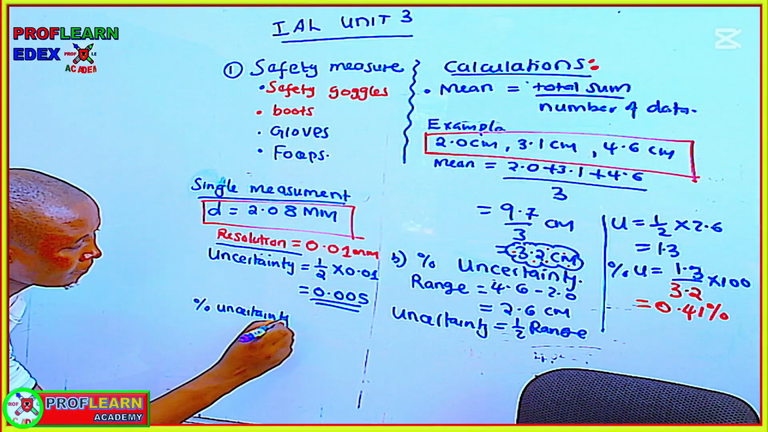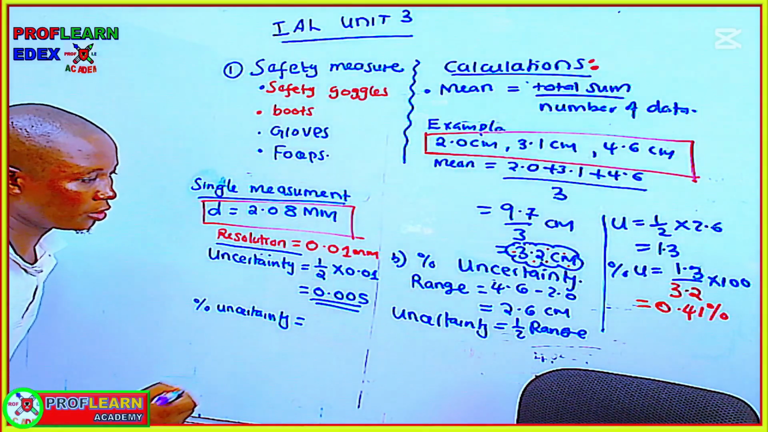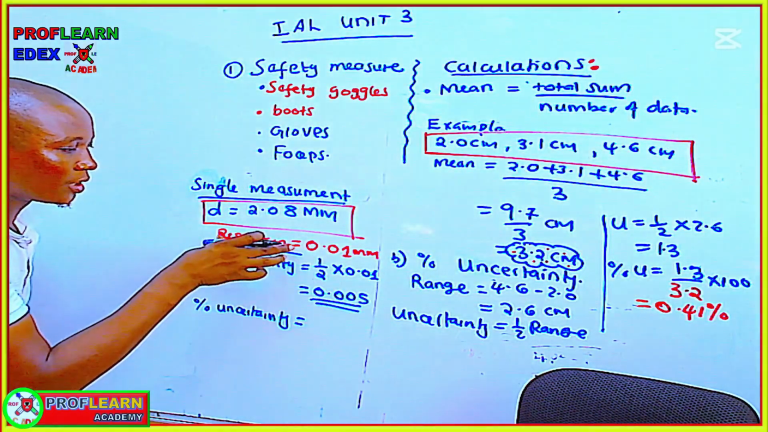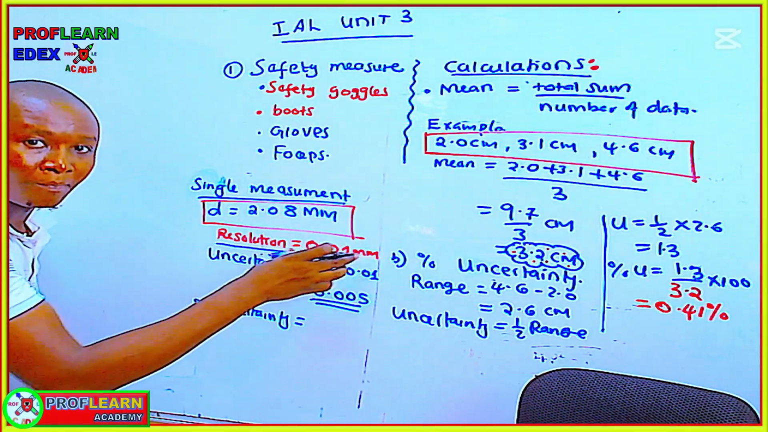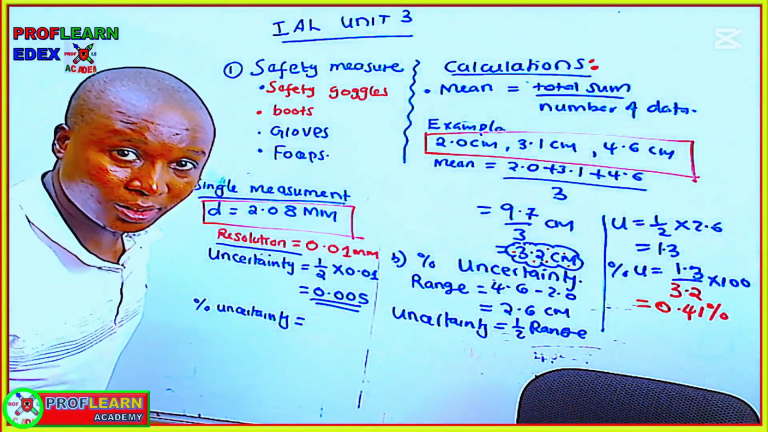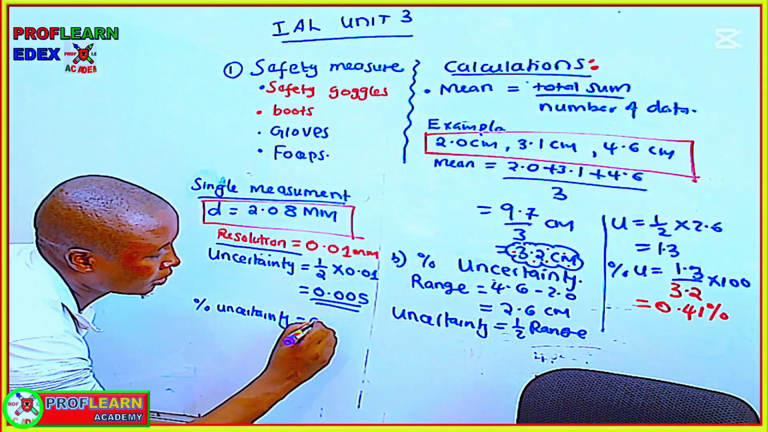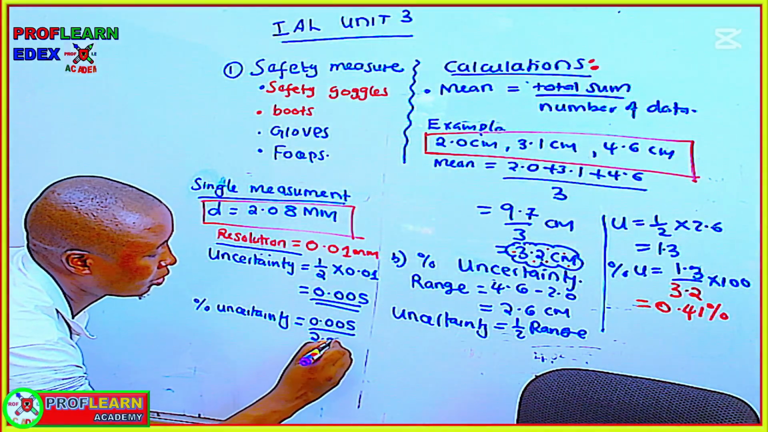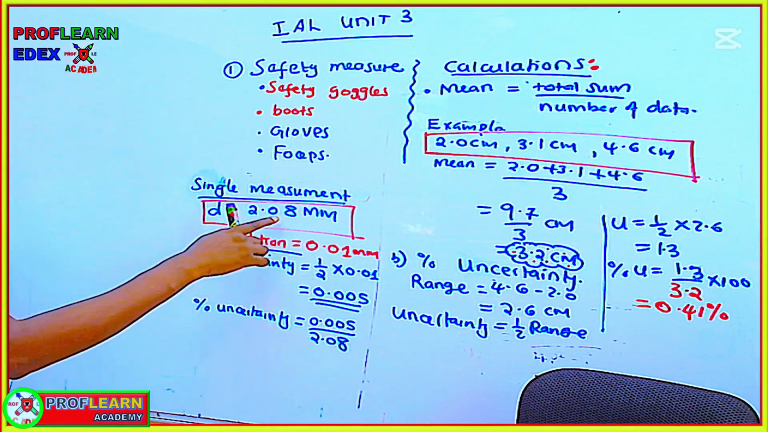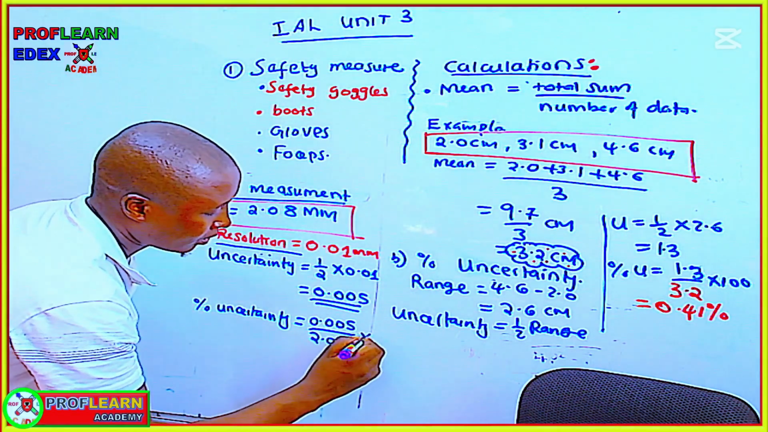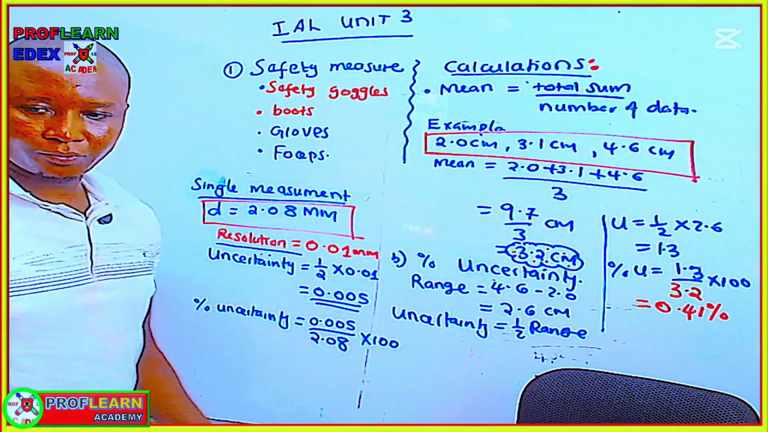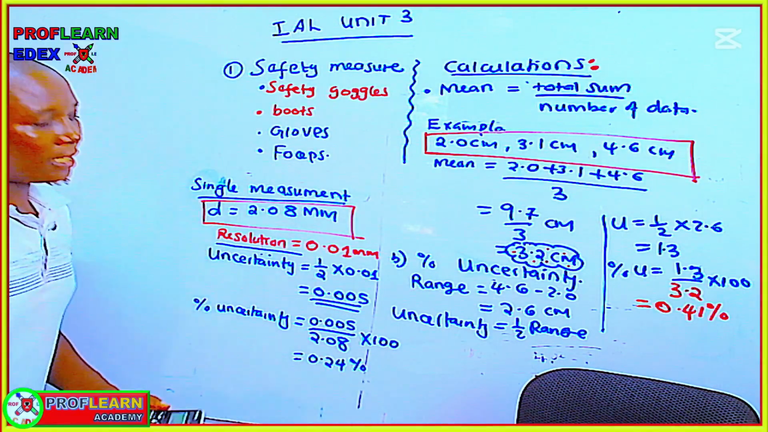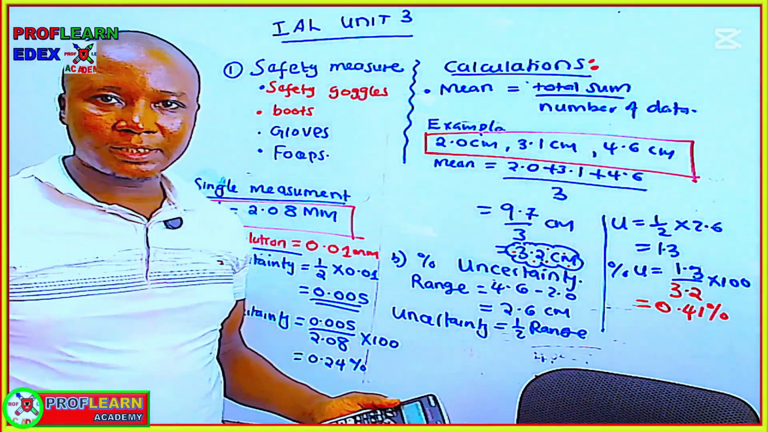Then for us to work out the percentage uncertainty, this is going to be equal to the uncertainty we got from a half of the resolution, and the resolution is the least unit of measurement. This is going to be 0.005 divided by 2.08, the measurement that was provided, times 100, which gives 0.24%.